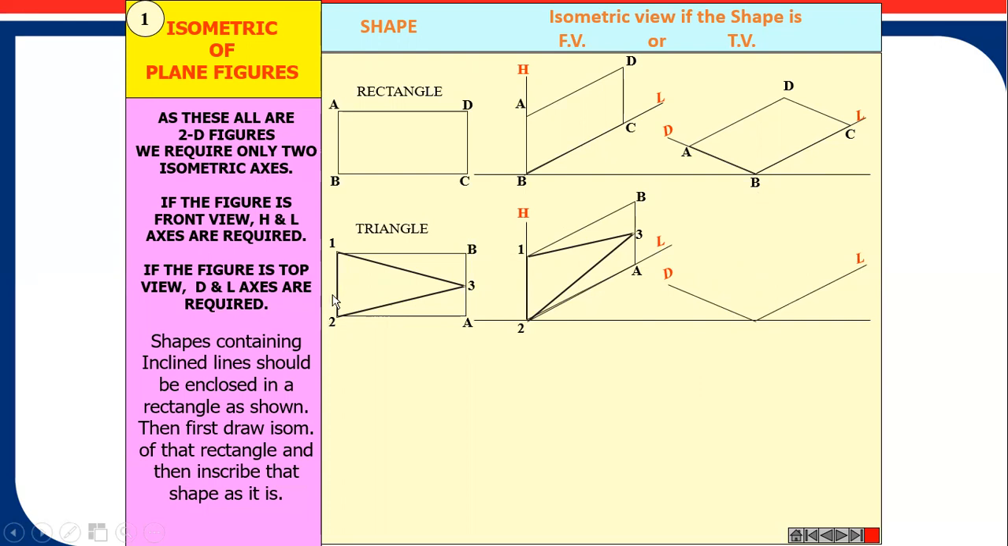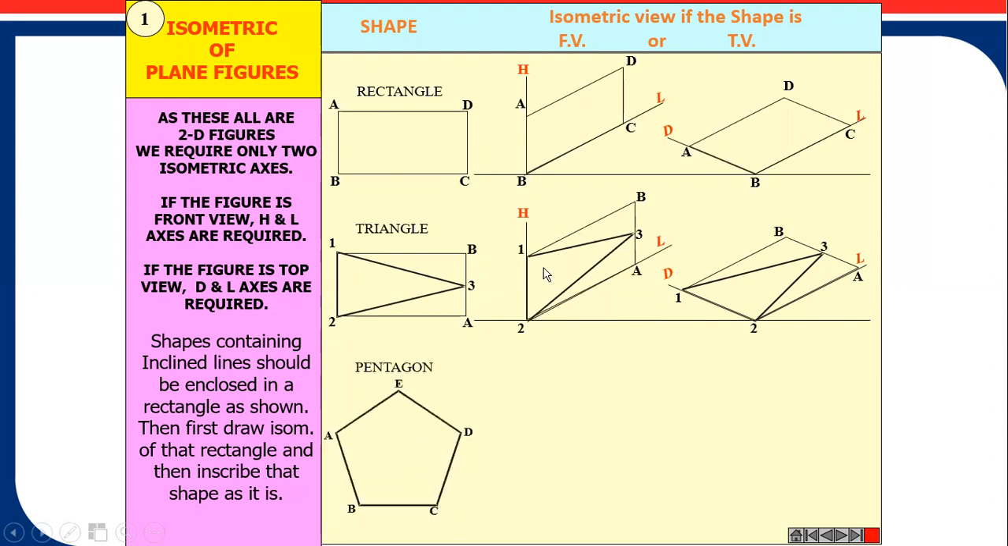2 is the origin. So you have to draw one rectangle, 1, 2, A, B, and we know the distance between A and 3. Measure this distance using a compass. With A as a center, mark here, and join all these points 1, 2, and 3. This is the required shape. This is how the triangle looks in the top view.